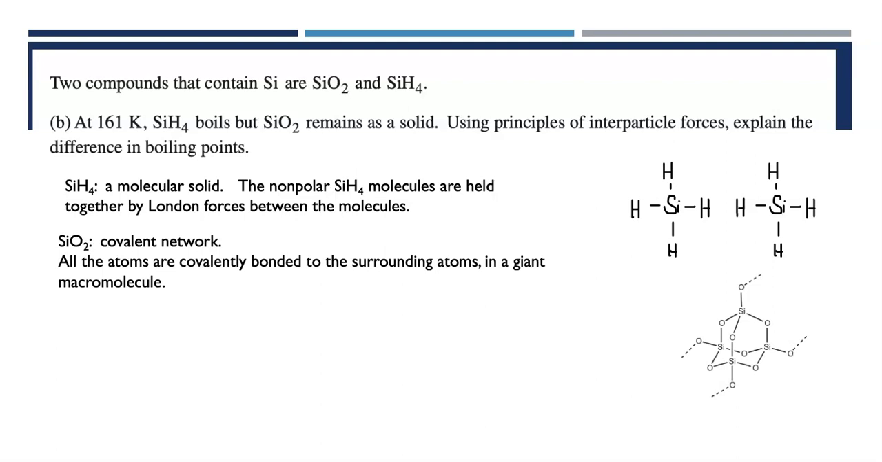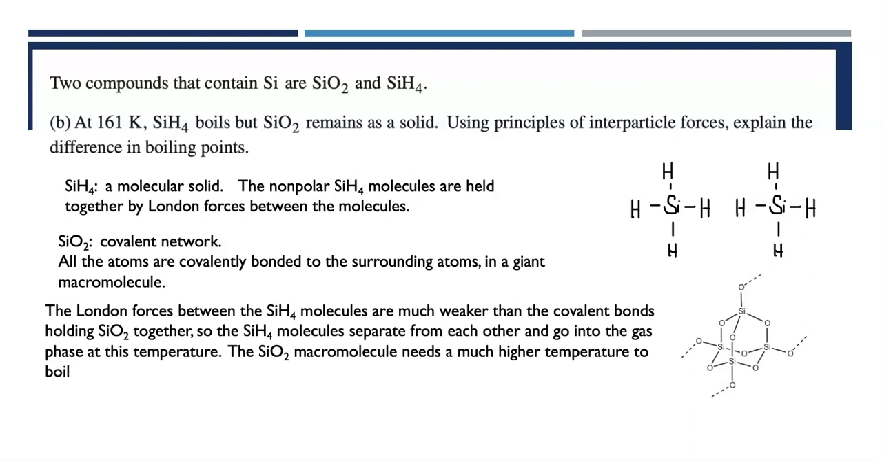SiO2, however, is a covalent network. All of these silicon atoms are surrounded by oxygen atoms, and there are covalent bonds between them. And then those are surrounded by silicon atoms, which have covalent bonds. So they're all covalently bonded to all the atoms around them. And that makes for a very rigid and hard structure and a giant macromolecule.